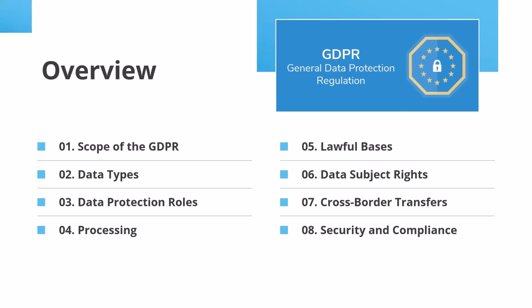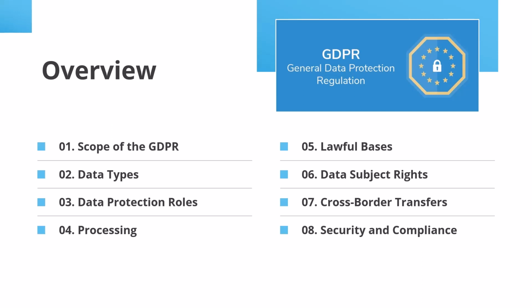Afterwards, we shall learn about the types of data under the scope of the regulation. Next, we shall look at data protection roles and their responsibilities. Here we shall discover the main differences between controllers and processors. In the fourth module, we shall dive into processing.